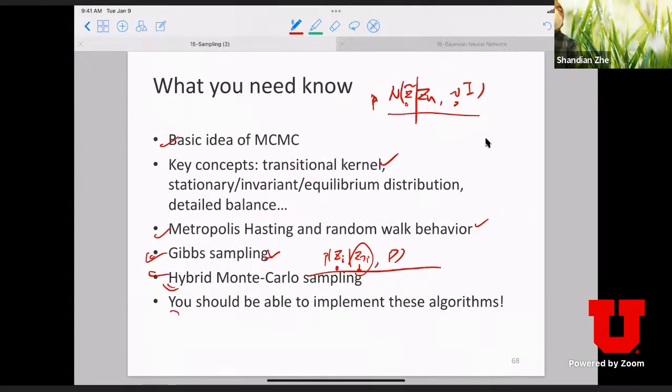And finally, you should be able to implement those algorithms. Okay, any questions so far?